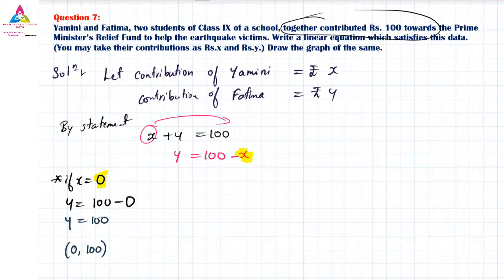Maybe a possibility. Second one, if x is equal to, don't take 1, 2, 3 here because the numbers are very big. There is 100 we have. So if we take 1, the y value will become 99. So it is difficult for us to draw the graph. So don't take 1, 2, 3. Take at least 10, 20, 30 like this, or you can go directly to 20, because I am saying the numbers are very big.